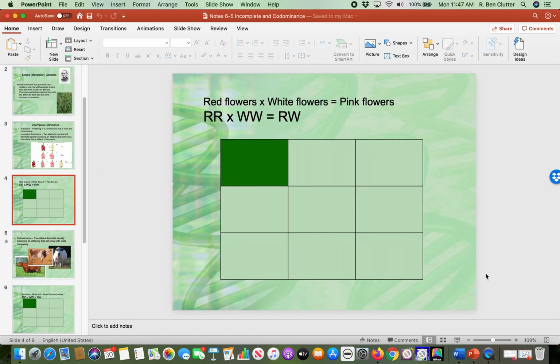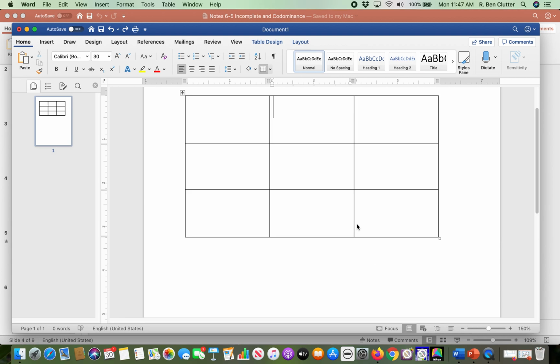So we're going to cross a red with a white for the flowers here. So we're going to cross pure breeding red with a pure breeding white flower. And then the F1, now it doesn't matter if I write RW or WR, not at all. Just be consistent. So if you use RW every time.